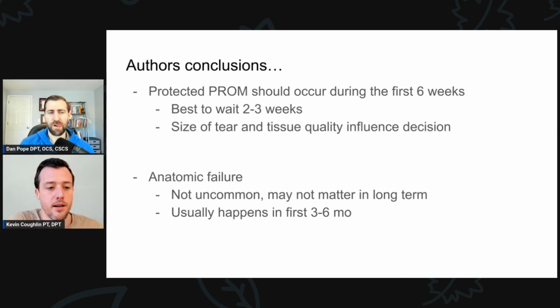So we definitely want to be careful in that time period, that we're not rushing through the protocol and we are following a protocol like this. I imagine you're probably going to talk about this a little bit later. In terms of the size of the tear and the tissue quality, I think by tissue quality, we kind of mean, is there fatty infiltrate in the area? Is there like a calcific tendinopathy going on, something along those lines?